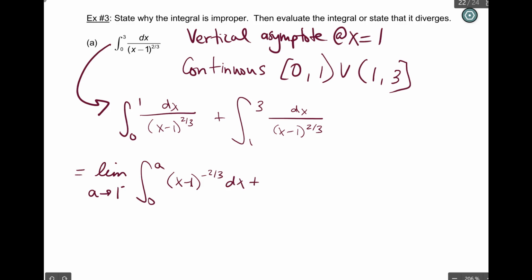plus the limit as, do I use a? No, I use b, a different letter. As b approaches 1, so I'm approaching 1 from the positive side. As I get closer and closer to 1 from the positive side. That's why I'm taking a limit at 1, because I don't want it to actually equal 1. Alright, from b to 3 of (x minus 1) to the negative 2/3.